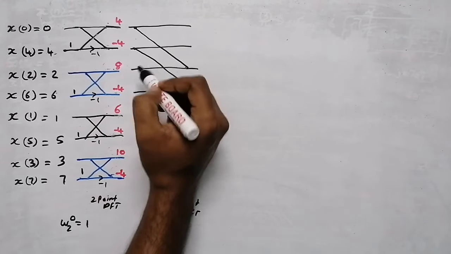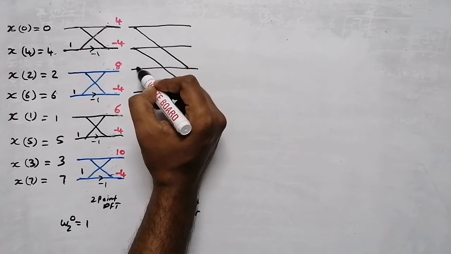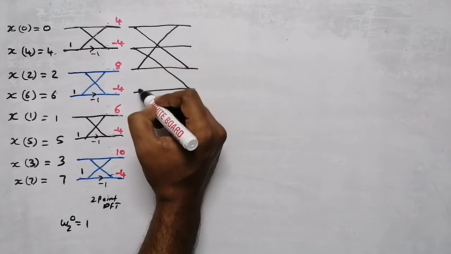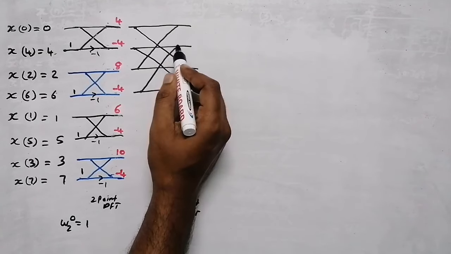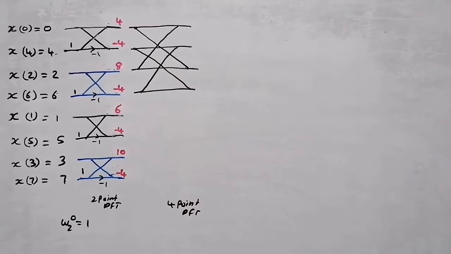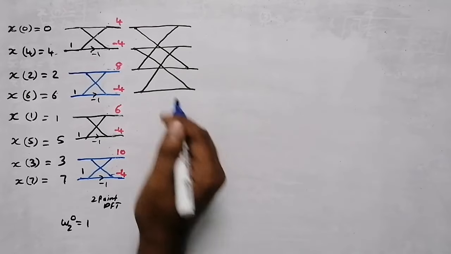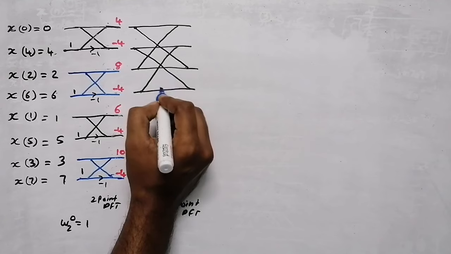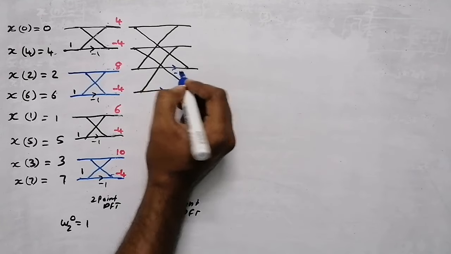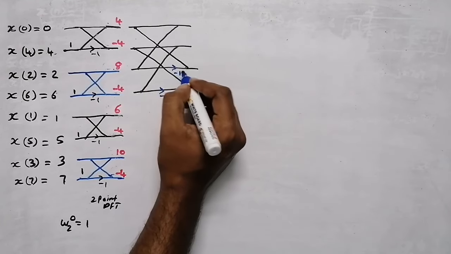This is from top to bottom, like that. From bottom to top also, start from here, after one line join. Start from here, after one line join. Now the base value: in the base 2 lines, put minus 1.